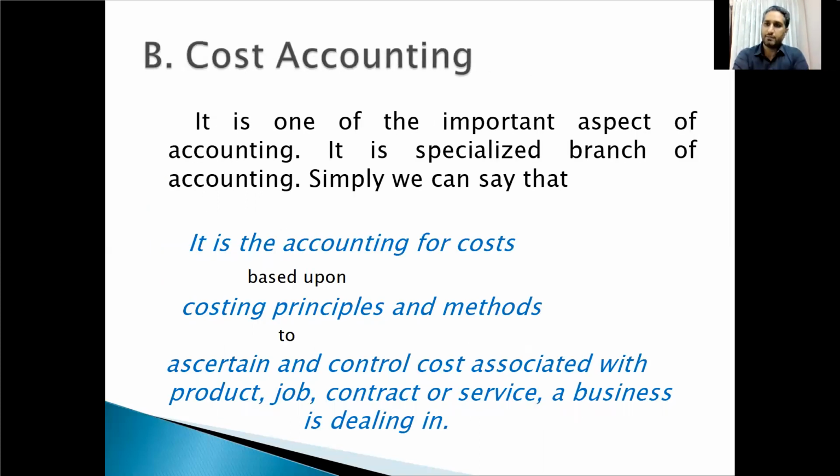Now the cost accounting, part B. It is another important aspect of accounting, and also a specialized branch. Like CAs are required, ICAI, you know better, and similarly for cost accounting, ICWA. And it is the accounting for cost. It is accounting for the expenditure based upon costing principles. Like here we can also see the cost accounting standards. For what? To control the cost associated with the product, a job, a service, a business you are dealing with. There are a number of aspects we would like to discuss in the cost accounting part, but that is the task of unit 2.